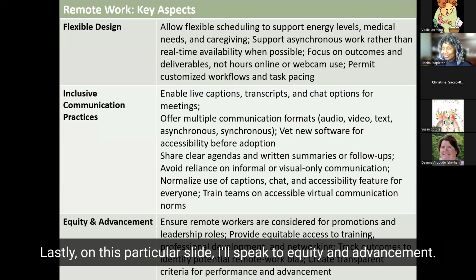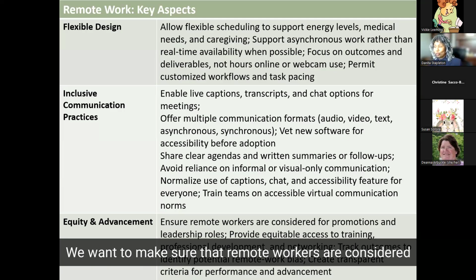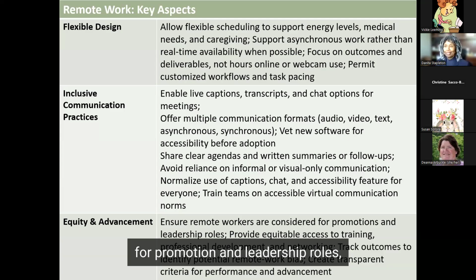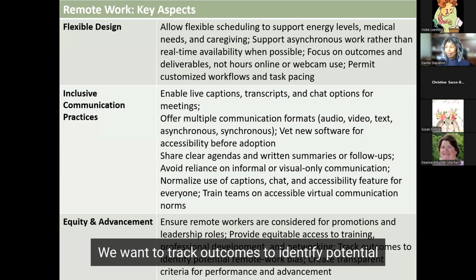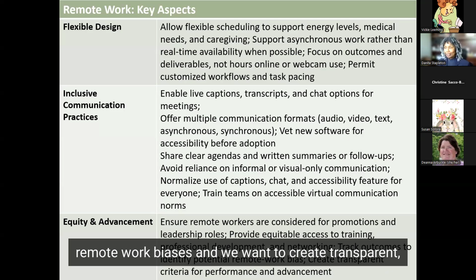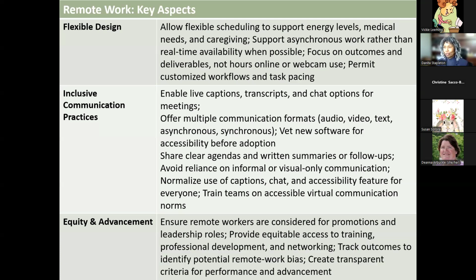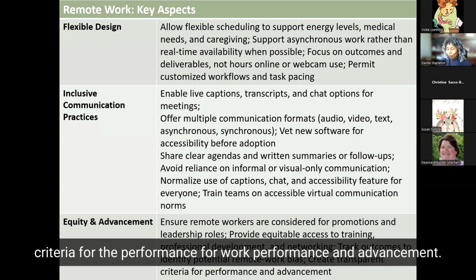Lastly, on this particular slide, I'll speak to equity and advancement. We want to make sure that remote workers are considered for promotion and leadership roles. We want to promote equitable access to training, professional development, and networking. We want to track outcomes to identify potential remote work biases, and we want to make certain that there are transparent criteria for work performance and advancement.